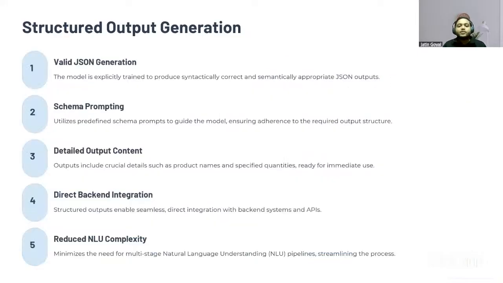A key aspect of our system is structured output generation. The model is explicitly trained to produce syntactically valid JSON, semantically correct content, and schema-compliant output. We use schema prompting, where the output format is embedded into the prompt so that the model knows exactly which keys and structure to follow. This allows the model to generate API-ready JSON outputs that can be directly consumed by backend systems. As a result, we eliminate the need for a complex multi-stage NLU pipeline involving separate intent detection and slot filling models.